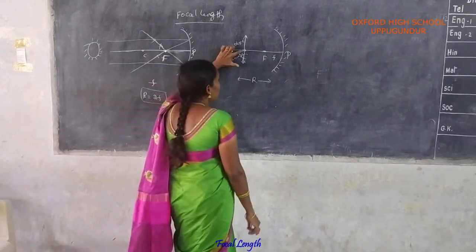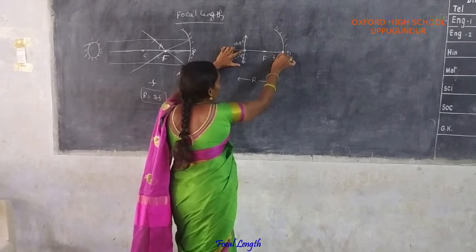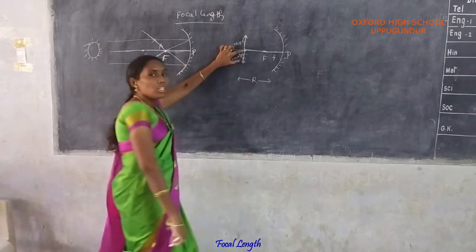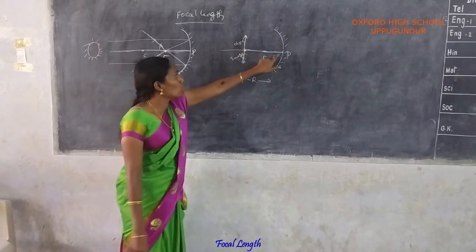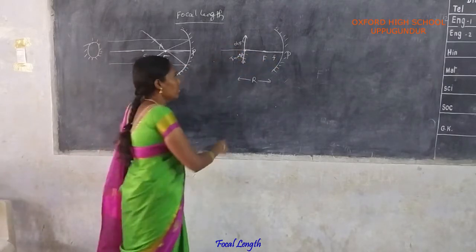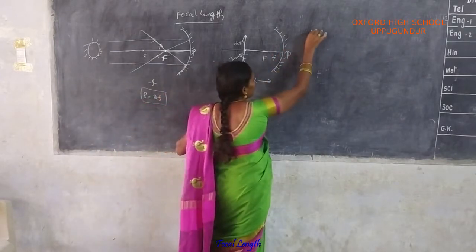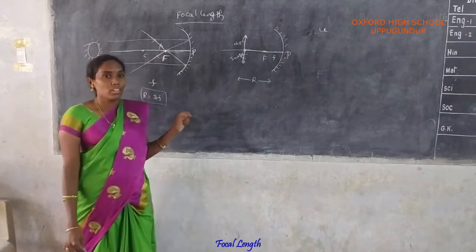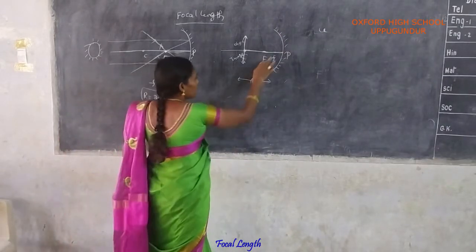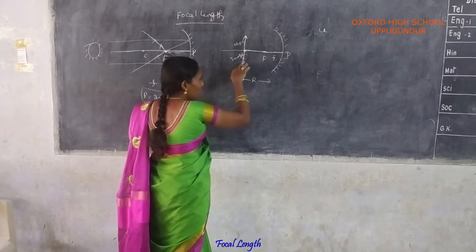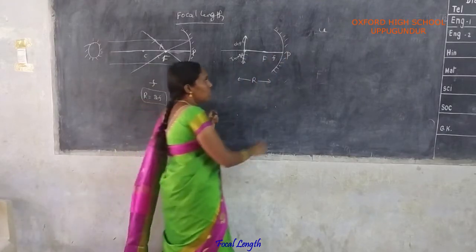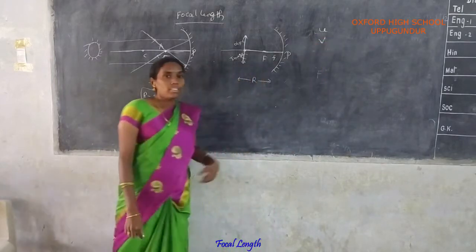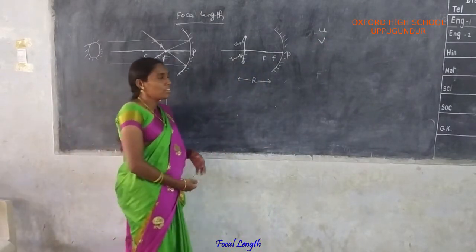And next one, the distance from pole to object is called the object distance. Object distance is represented by the letter small u. And next one, the distance from pole to image is called the image distance. The image distance is always represented by the letter small v.